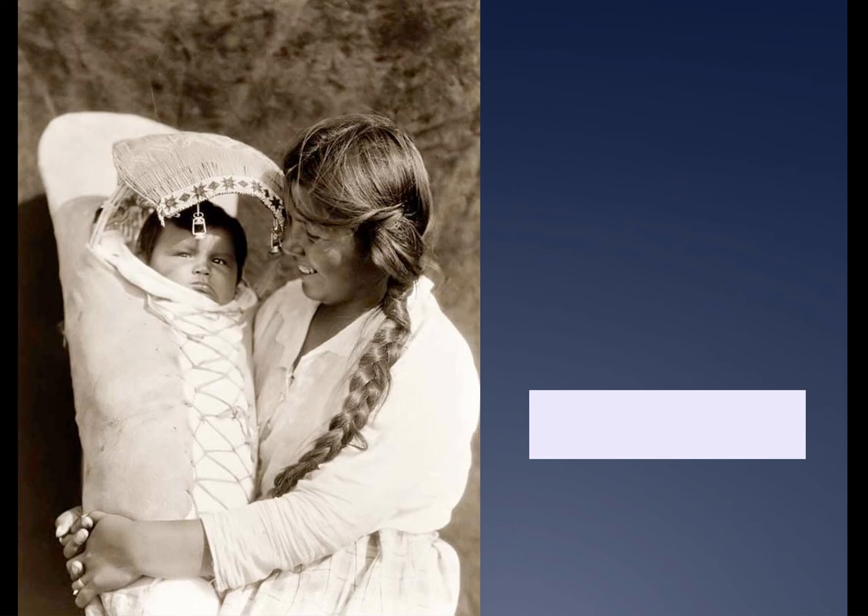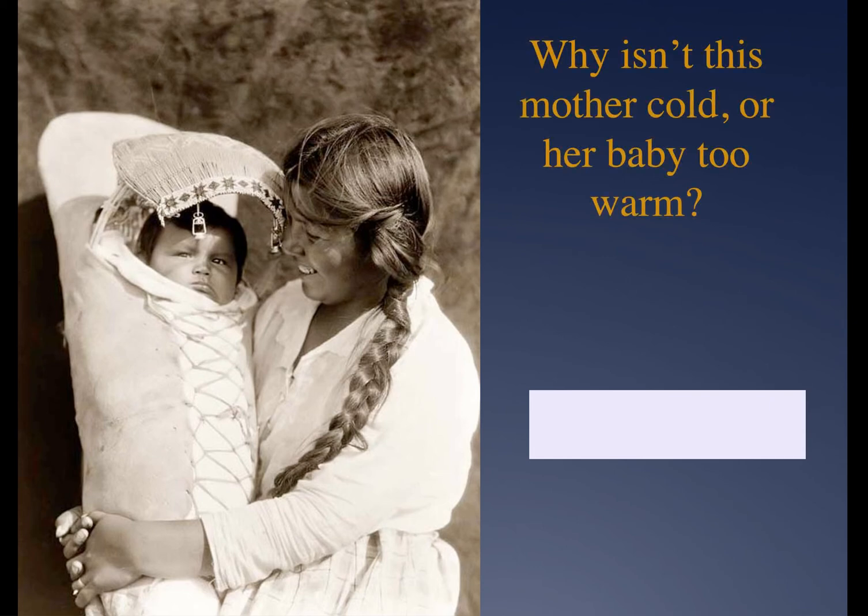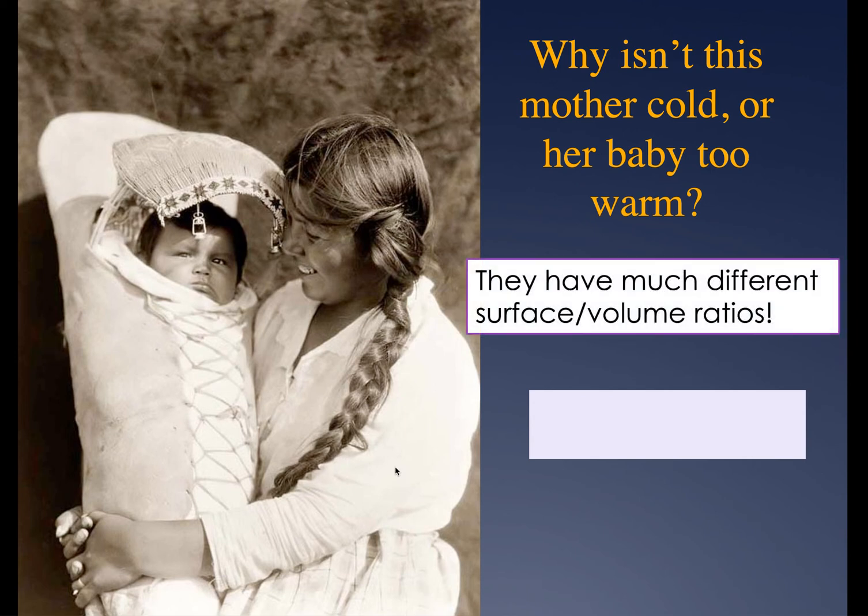Well, when you take a look at this mom and child, one of the things that might come to mind is it looks like either the mom's going to be cold or the baby's going to be too warm. But the difference is in how they're snuggled into either, in the baby's case, some insulating container. They're snuggled there, but the woman is not as snuggled up. She looks more exposed. Why is it that she's not cold? Well, she's much larger, and so she can't lose heat so quickly, but the baby can. They have radically different surface to volume ratios.